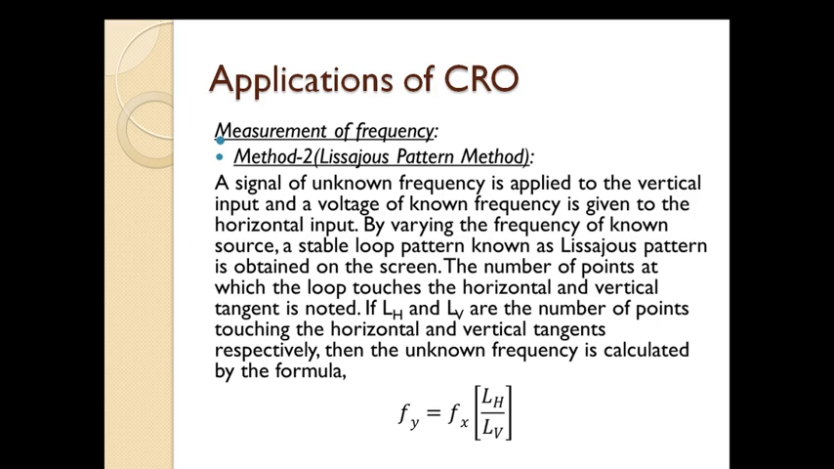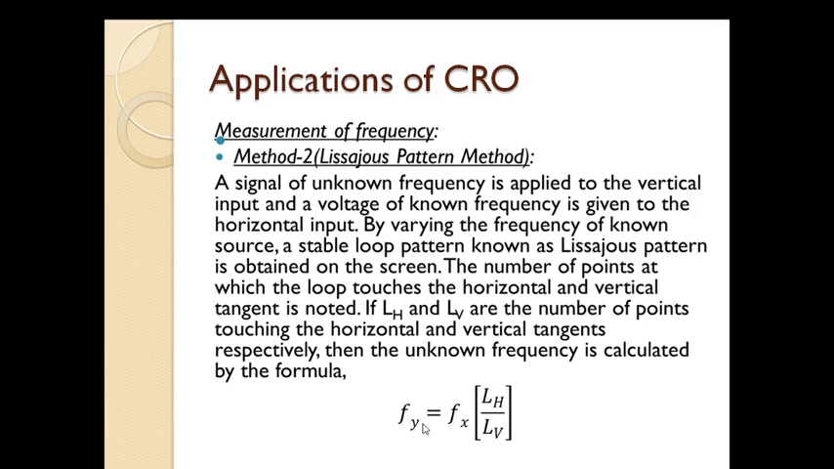For the Lissajous figure method, the signal whose frequency is to be determined, we give it to the Y plates; that will be the unknown frequency Fy. To the X plates we give an AC wave having a known frequency of 50 Hz, that is Fx. When two sine waves, the unknown frequency signal and the known frequency signal, are vibrating in perpendicular planes, you will get loops on the screen. Now the number of loops depends on the frequency ratio.